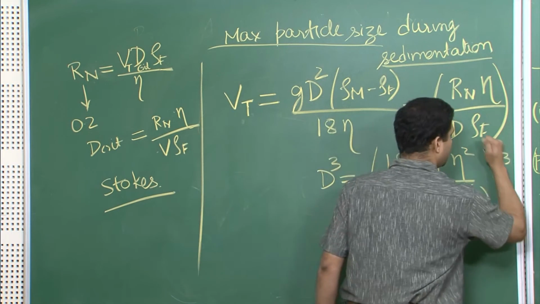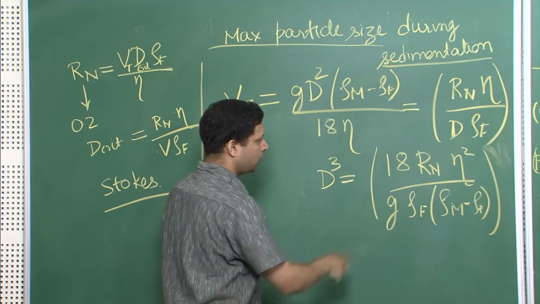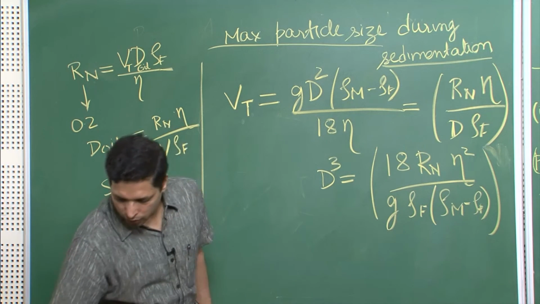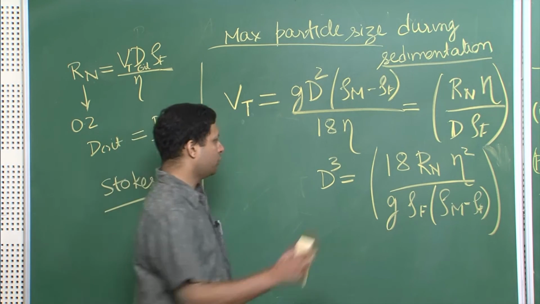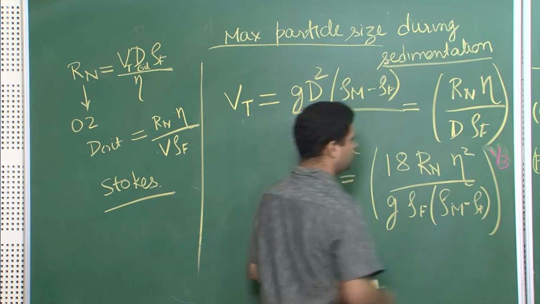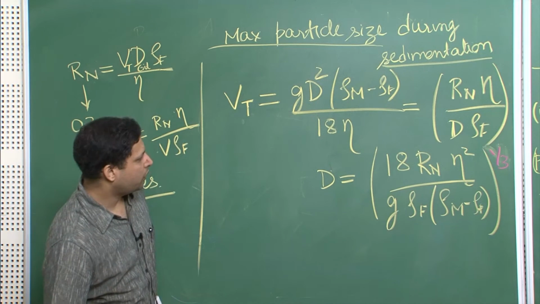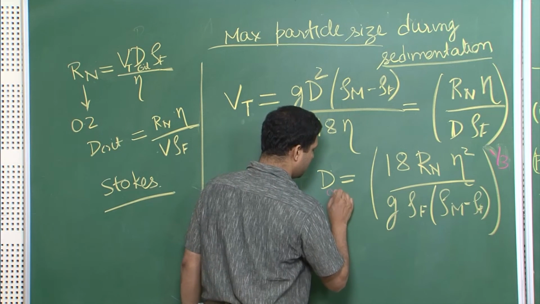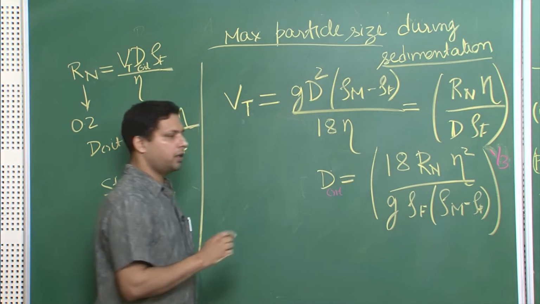Sorry, this is not 1 by 3 yet. So, this is d cubed and this is equal to this, and therefore, if you want to find d, you will take away the 3 from here and put 1 over 3 over here. So, this will give you that d critical, that critical diameter.